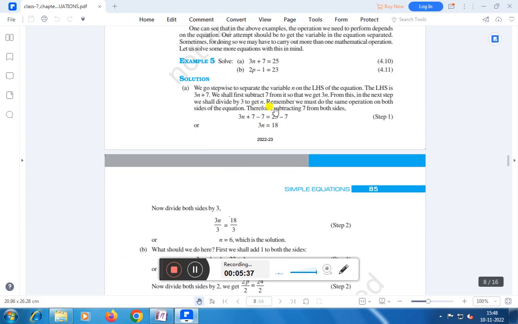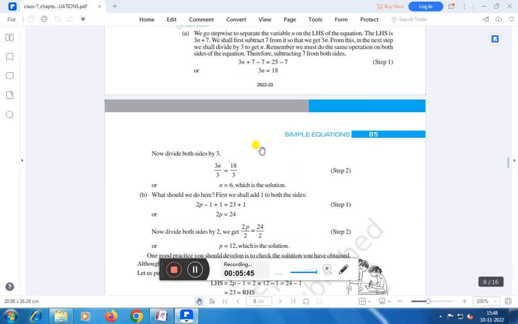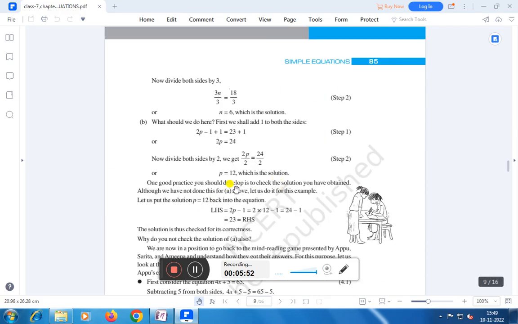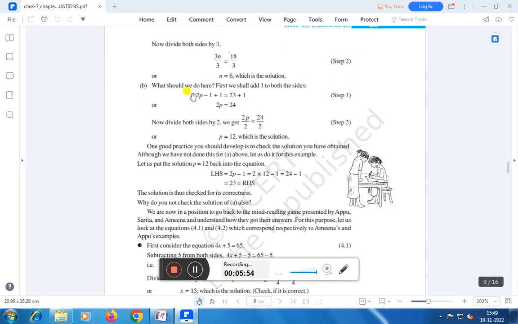In 3n plus 7 equal to 25, if we subtract 7 from both sides, 3n plus 7 minus 7, 25 minus 7, that is 3n equal to 18. Now divide both sides by 3, 3n by 3 or 18 by 3, n equal to 6, which is the solution. Right? What should we do here?